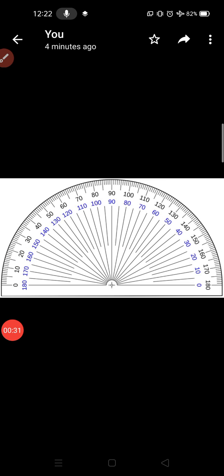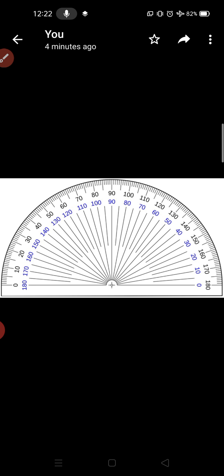You can find this protractor in your instrument box. This is useful to measure the angles. As we can measure the lengths of line segments by using a ruler, here angles are measured by a protractor only. Now we will observe what a protractor is and how it is divided into parts.